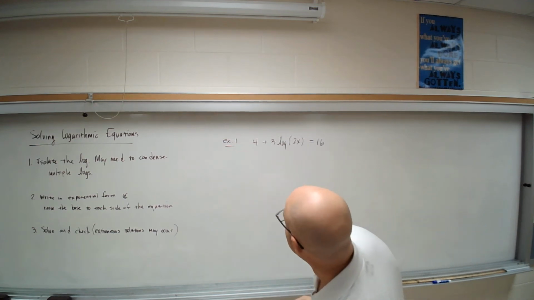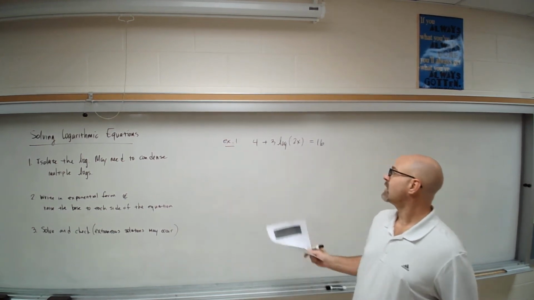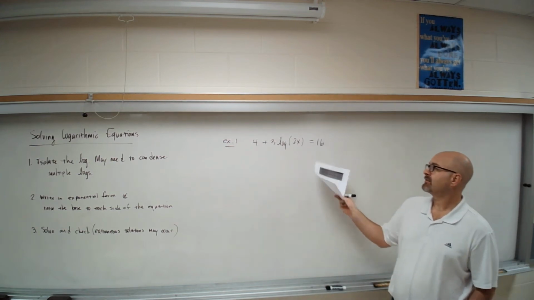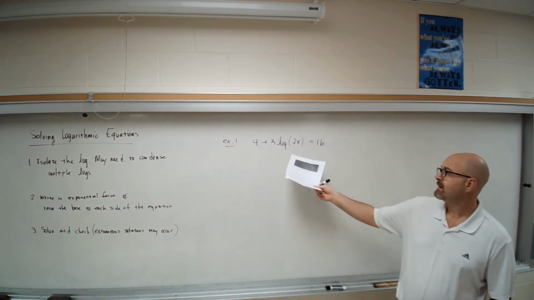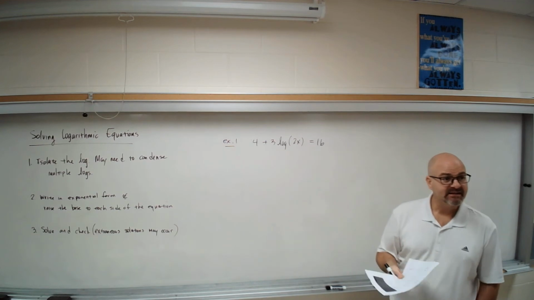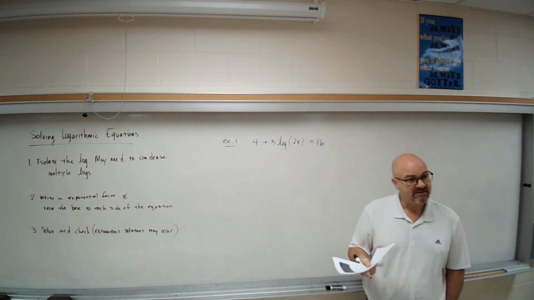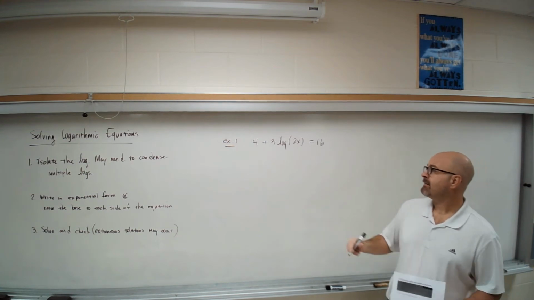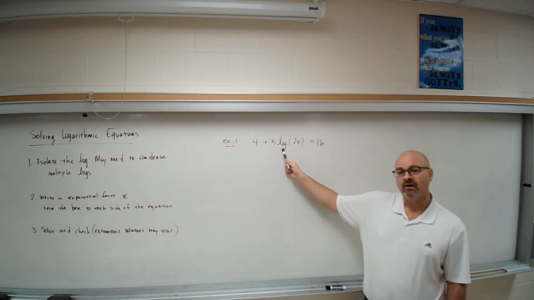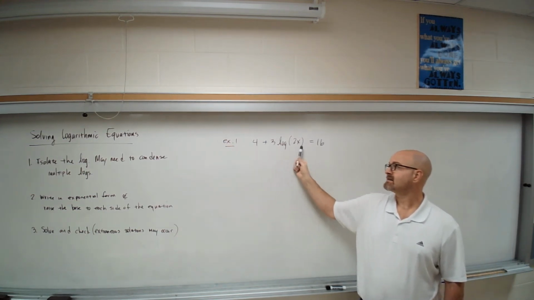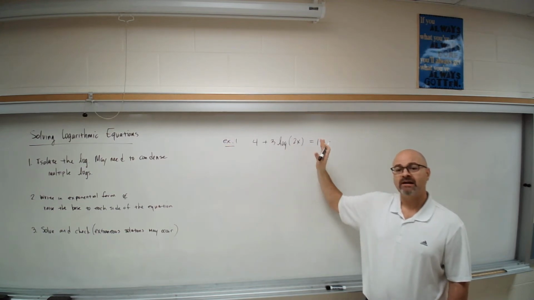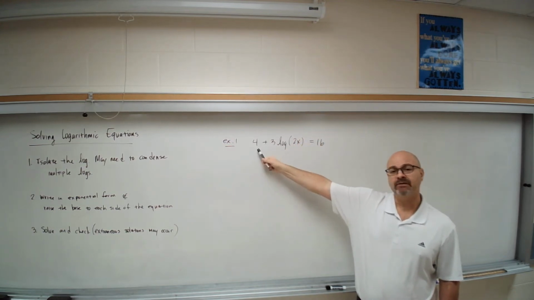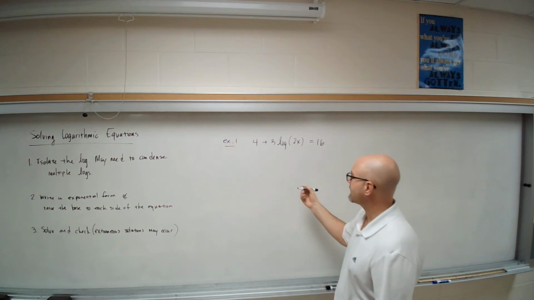Our first example here, we have 4 plus 3 log of 2x equals 16. So we see that we have a logarithm with no base listed, so we know it's a common log. It's base 10. So with this, we have a 3 being multiplied by the log, and then we have 4 plus this term. So to isolate the log, first we're going to deal with the 4. We'll subtract 4 from each side.